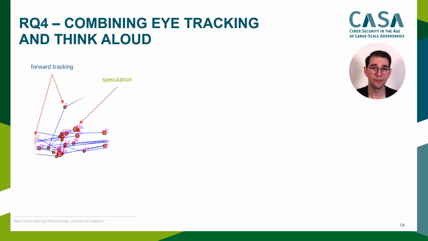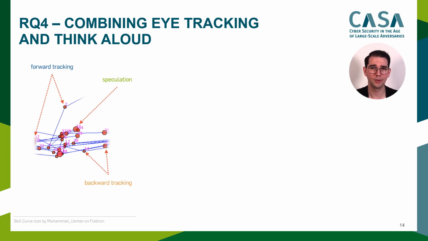Example behaviors could be forward tracking and backward tracking or speculation, and also a variety of others that we identified using Think Aloud. And this close integration of quantitative eye tracking data and qualitative Think Aloud data provides a level of detail for investigating such visually demanding HCI tasks, which was previously unavailable.